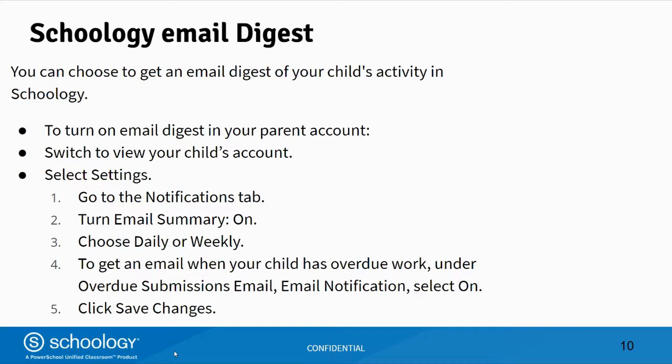You're going to go to the notification tab, turn email summary on, and choose delivery as either daily or weekly to get the email when your child has overdue work or work that has been submitted, email notifications. You want to select those things as on, and then save those changes, and that will give you a summary, either on a daily or a weekly basis, depending upon how often you would like to receive that.